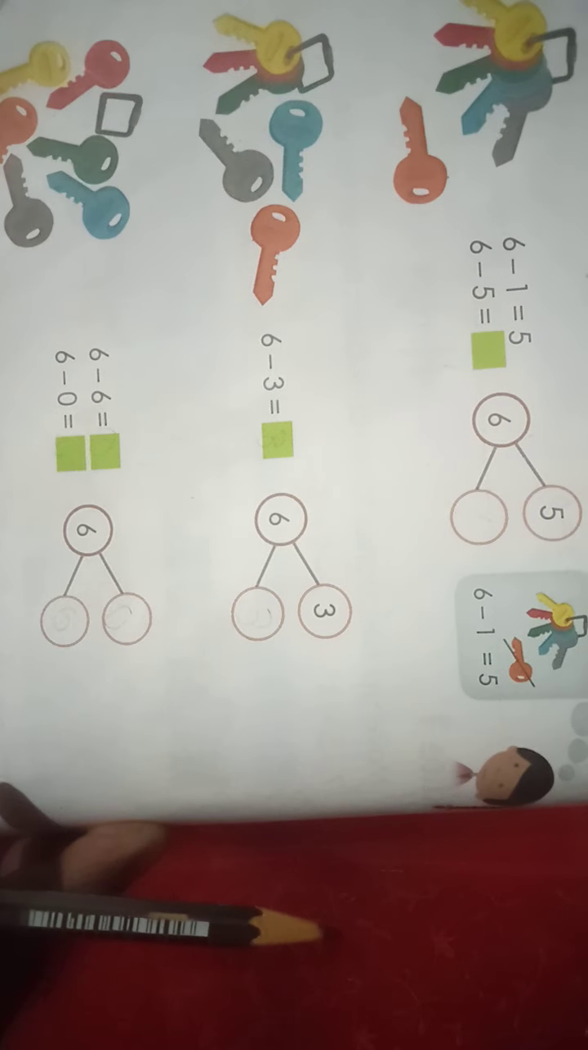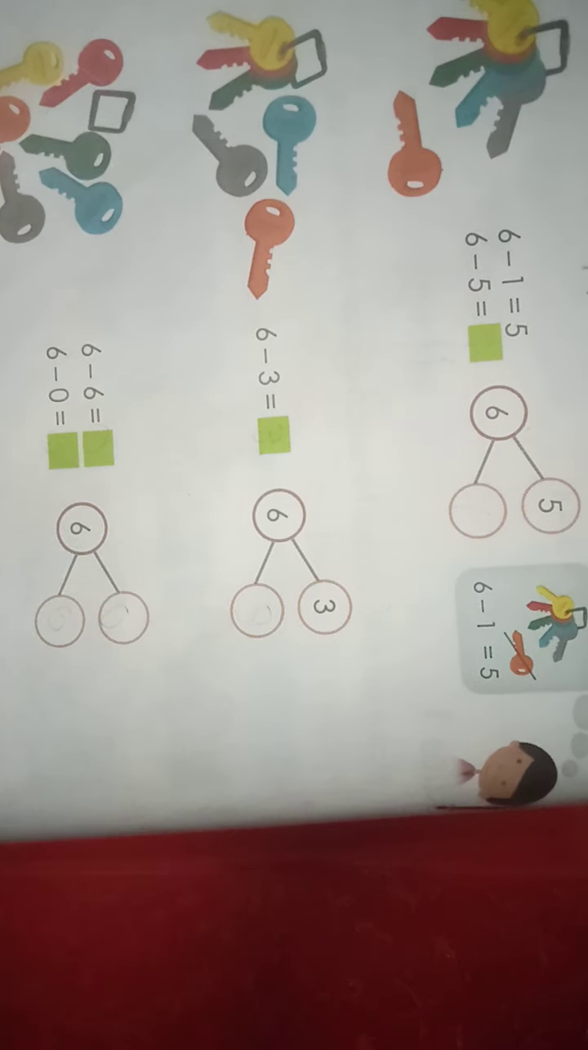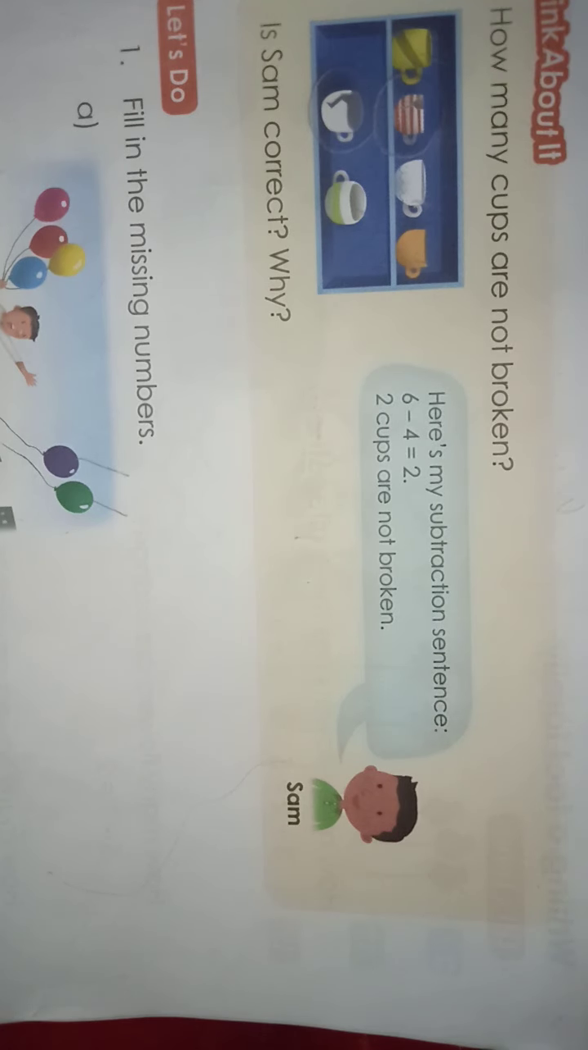Write H.W. Okay. These are the subtraction sentences and these are the number bonds. So you have to solve these subtraction sentences and the number bonds. Turn the page, dear children. Write again H.W. Okay. You have to solve this subtraction sentence. Okay. Now come on. Fill in the missing numbers.